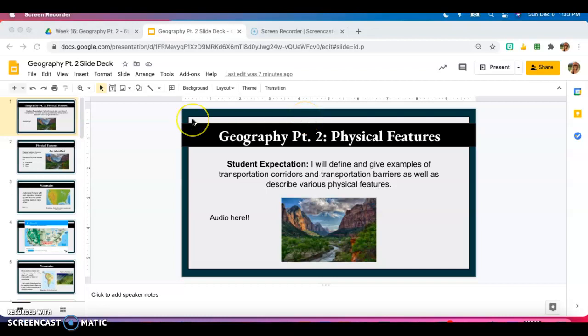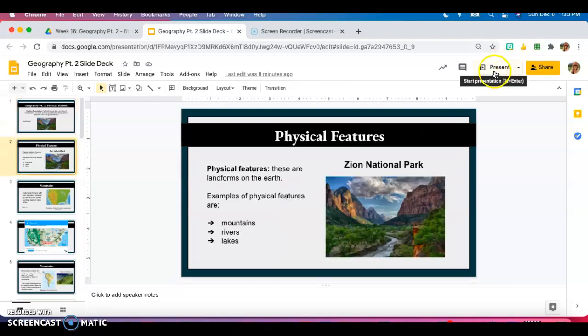Hello, and welcome to our second slide deck on geography, which is going to be all about physical features. Our student expectation: I will define and give examples of transportation corridors and transportation barriers, as well as describe various physical features.